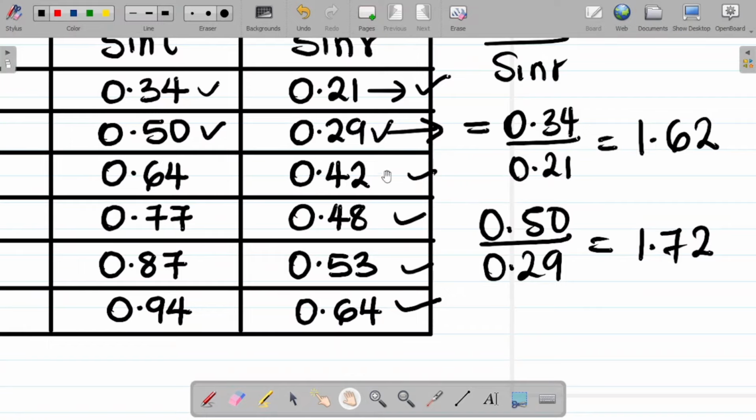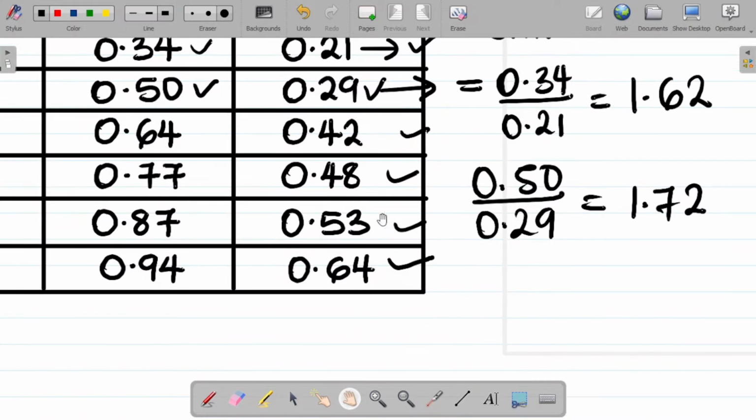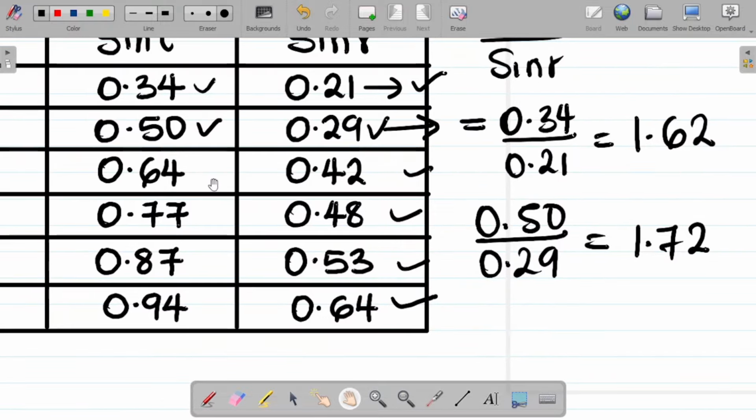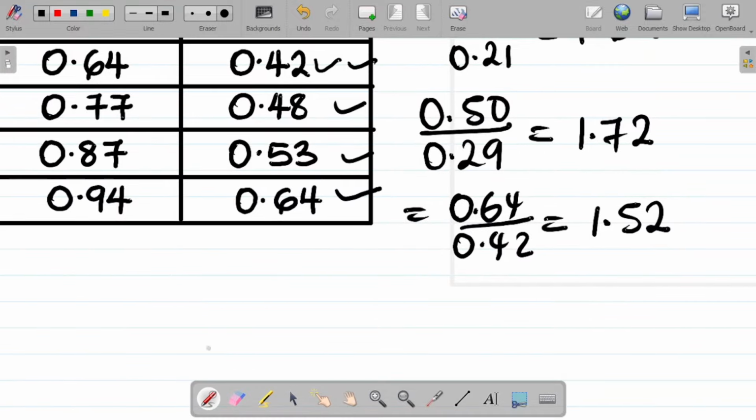Let's go for the third one. We've gotten the first and the second. For the third one here, I have 0.64, so that's equal to 0.64 all over this one here, which is 0.42. If I punch that, 0.64 divided by 0.42 is about 1.52. Okay, next up, the fourth one, which is this row.